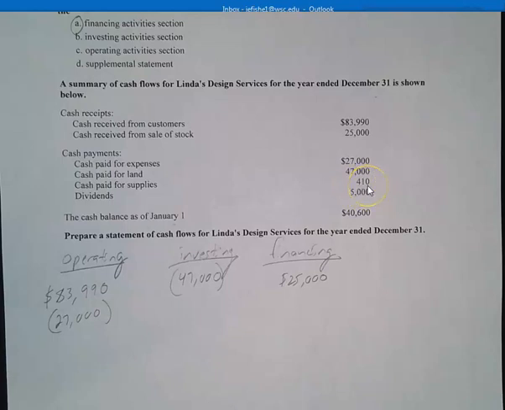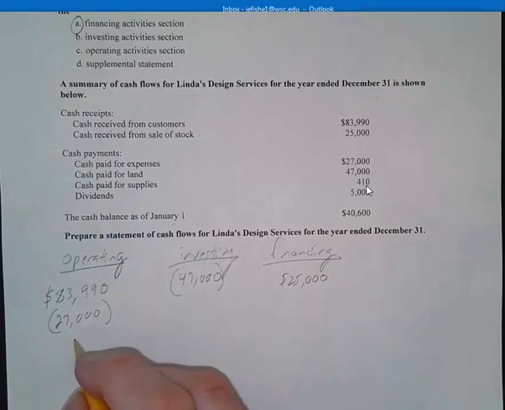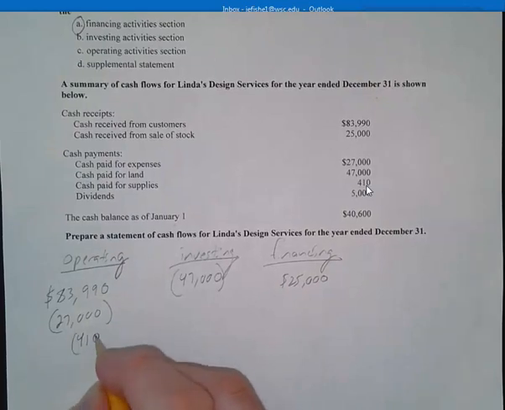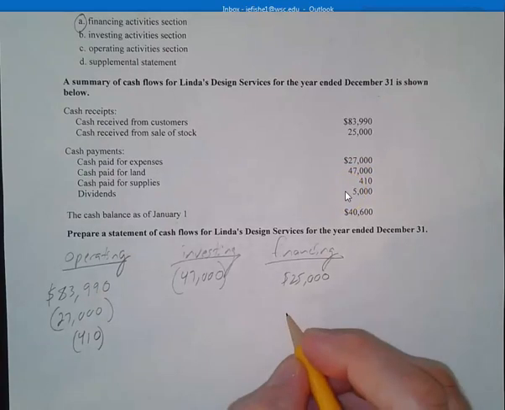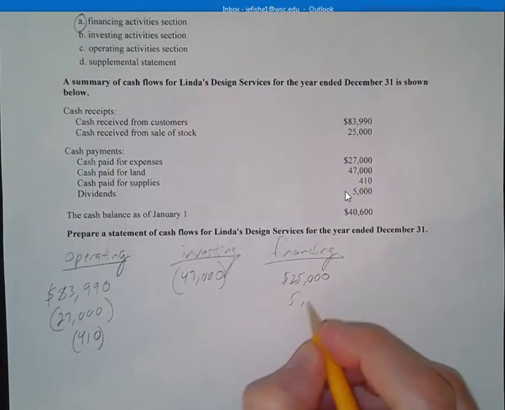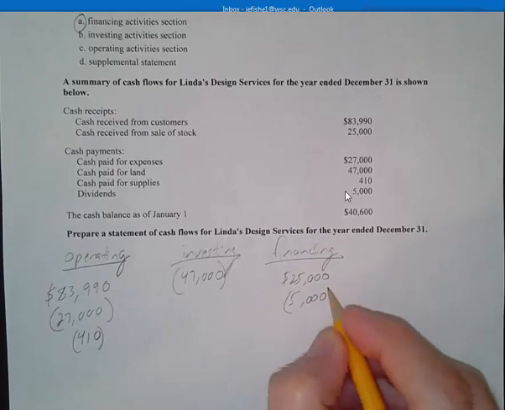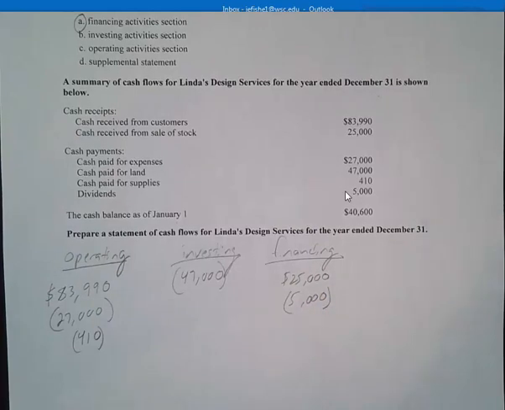$410. Supplies are used in the ordinary course of business, so we're going to put $410 here under operating. And then dividends. Dividends are a return on owner investment. So when we pay out cash dividends here, what we're saying is essentially we're paying part of the financing back.